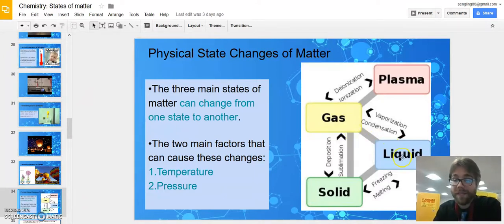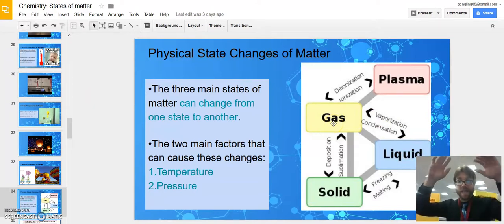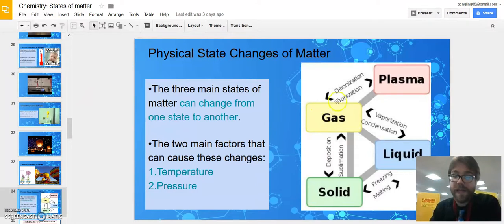Alright, what about liquid to gas? Liquid to gas is called vaporization. Vaporization, or boiling, or evaporation are all words we use to describe liquid becoming a gas. Condensation is gas becoming a liquid.